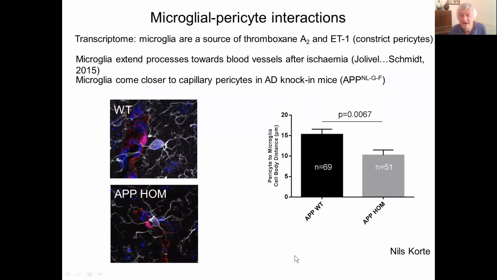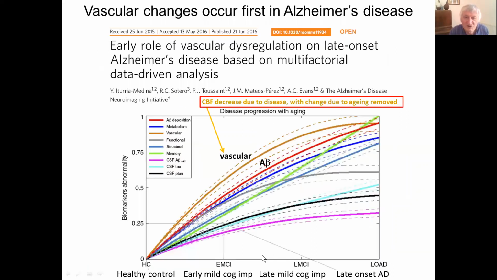So that may indicate that these immune cells could have a bigger effect on blood flow in Alzheimer's disease than they do in the wild-type mouse. Now, why should I say all this? Well, it turns out that if you survey a large number of biomarkers, what you find is that the first thing which changes as you go from being healthy through mild cognitive impairment to having late onset AD, Alzheimer's disease, the first thing that changes is blood flow.